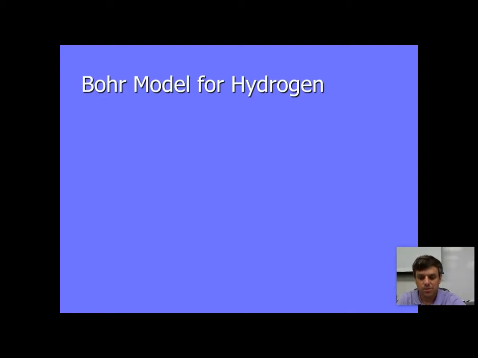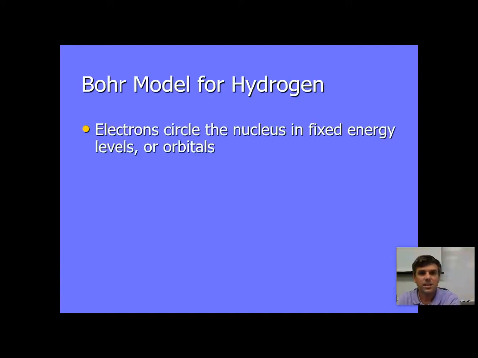Today we're going to pick up with the Bohr model of the hydrogen atom. We talked about that some yesterday. I just want to go over a few key points with you about all of that. According to the Bohr model, which is on the back of your reference tables, the electrons circle the nucleus in fixed energy levels or orbitals, and they're represented by n equals 1, 2, 3, 4, 5, and 6. N standing for energy level.